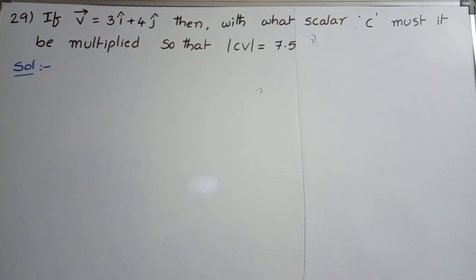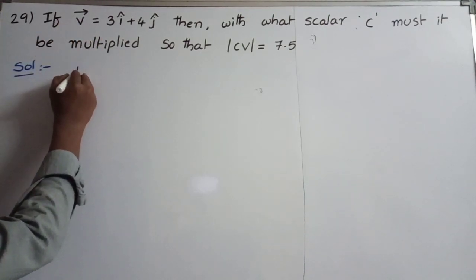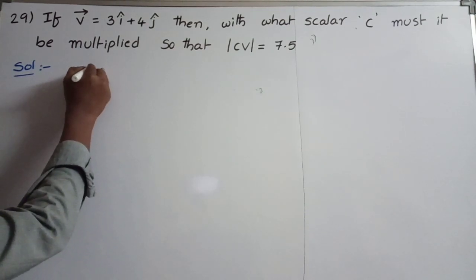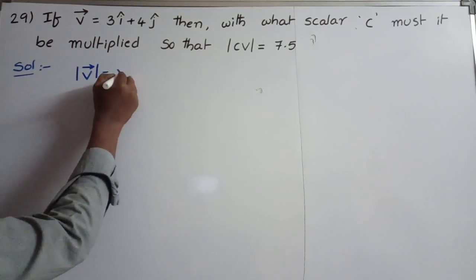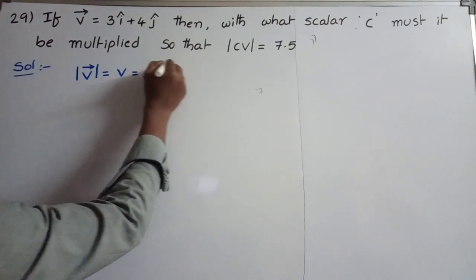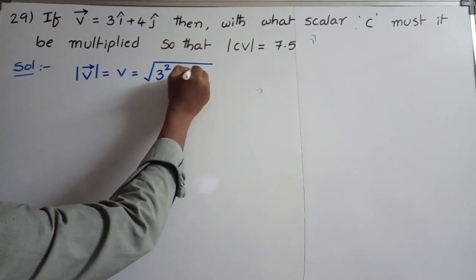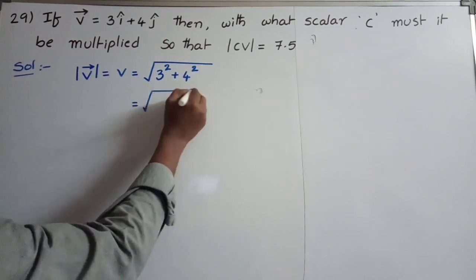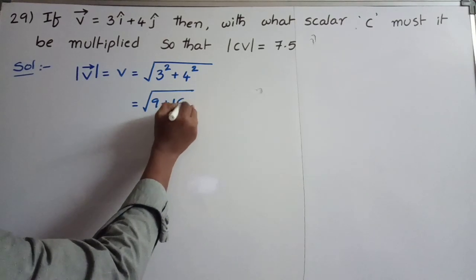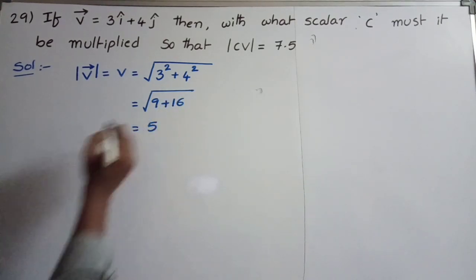Problem number 29. If V bar is equal to 3i cap plus 4j cap, then with what scalar C must it be multiplied so that magnitude of CV is equal to 7.5? First, we should find magnitude of V bar. So, magnitude of V bar is equal to V, that is equal to under root of 3 square plus 4 square, that is equal to root over 9 plus 16, under root 25, that is equal to 5.